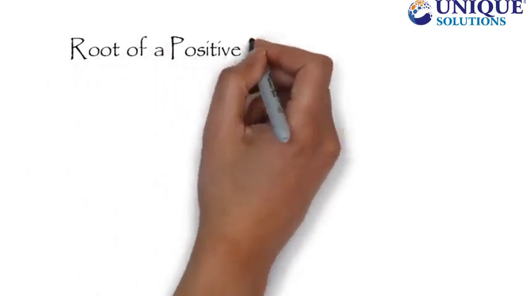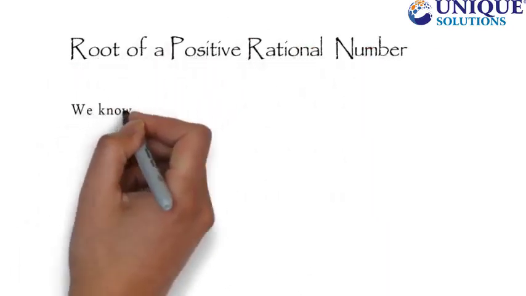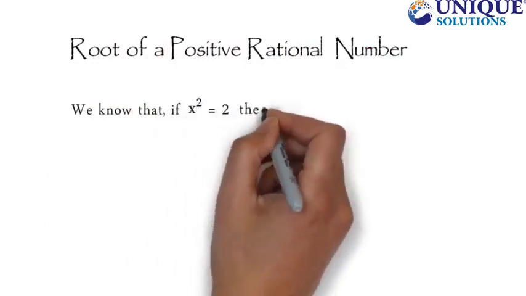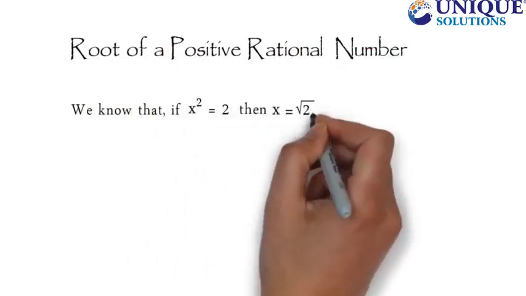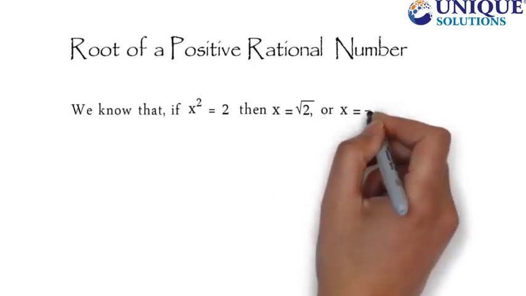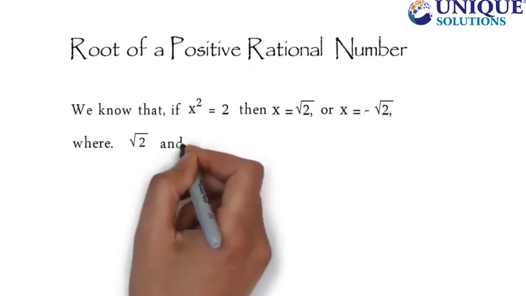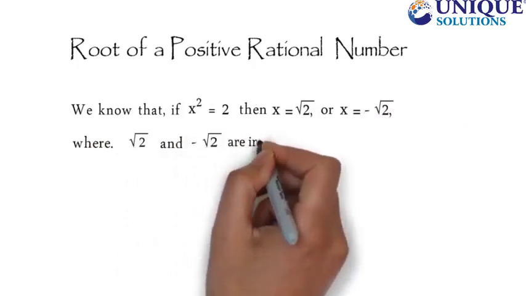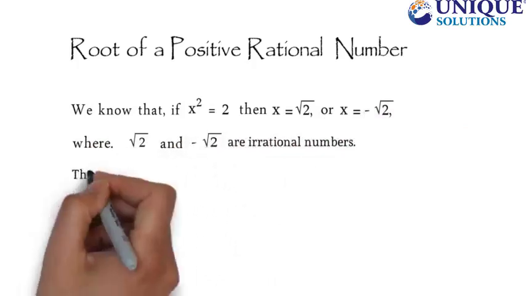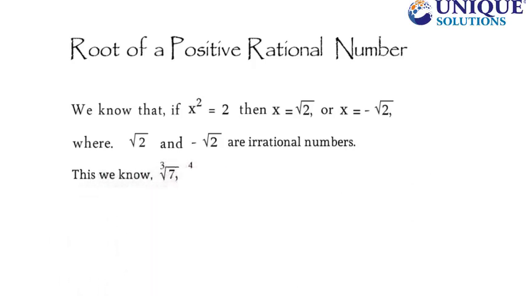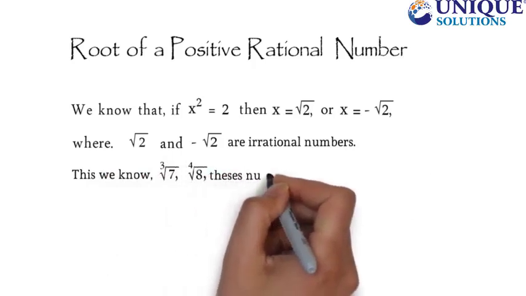Root of positive rational number. We know that if x square is equal to 2, then x is equal to square root of 2, or x is equal to minus square root of 2, where square root of 2 and minus square root of 2 are irrational numbers. Thus we know 3 square root of 7, 4 square root of 8, these numbers are irrational numbers too.